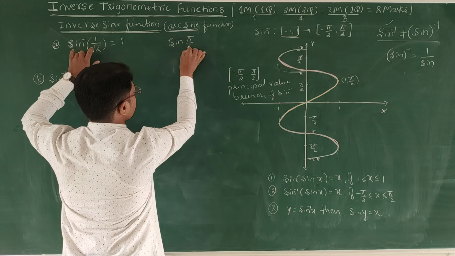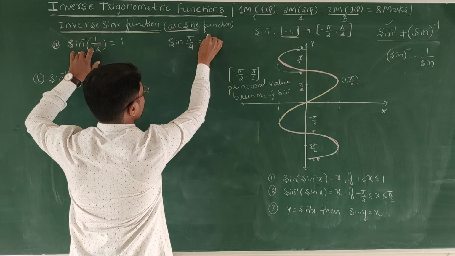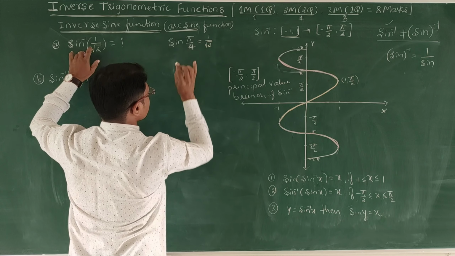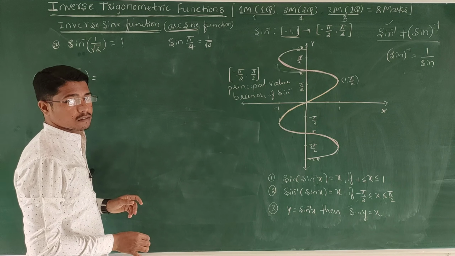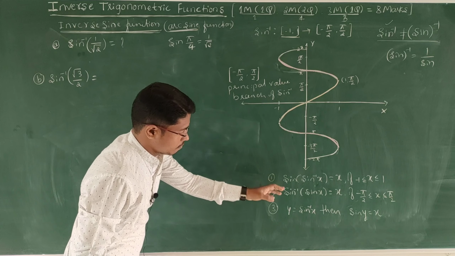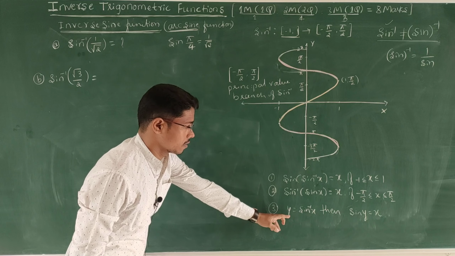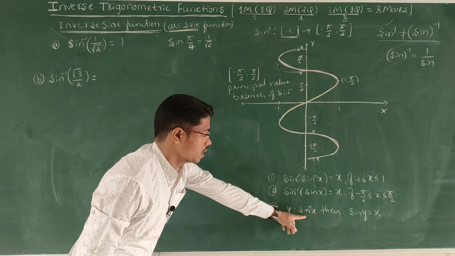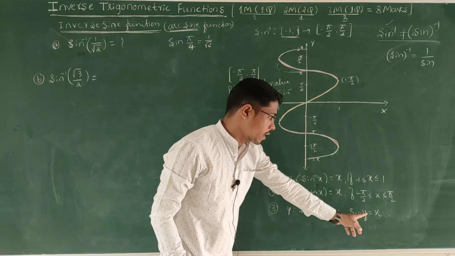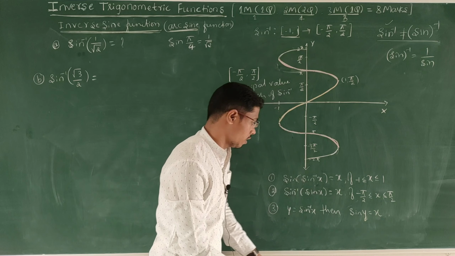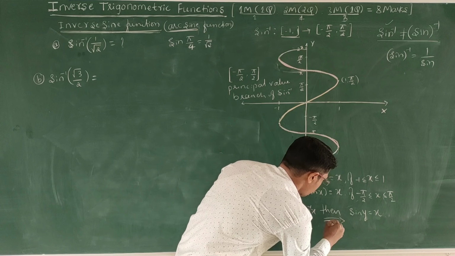See here, sine pi by 4 is equal to 1 by root 2, right? So see property number 3: y equal to sine inverse x, then sine y equal to x, or we can write it both ways.